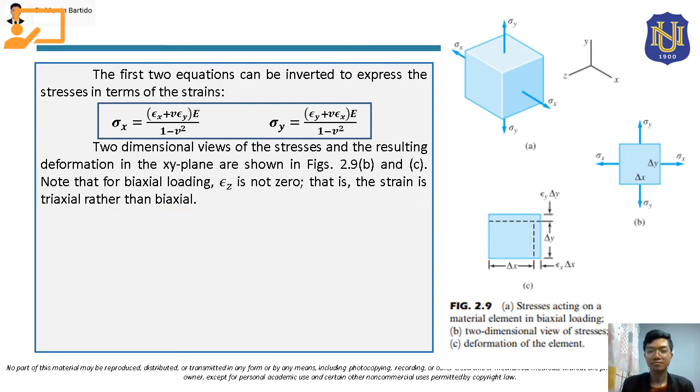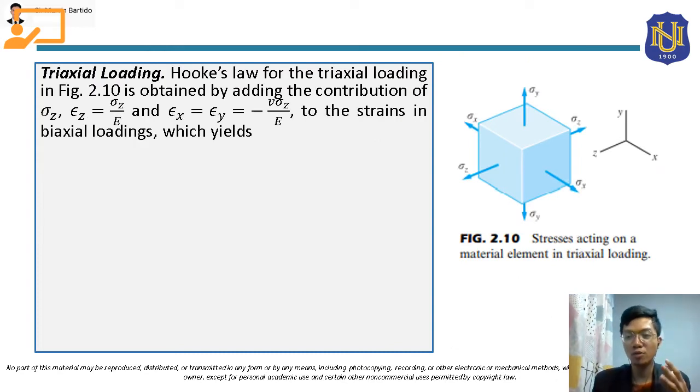Now let's proceed to another multi-axial loading. This is for triaxial loading, meaning all three principal directions, which are the x, y, and z direction, are all loaded. So there will be a normal strain in the x direction, in the y direction, and in the z direction. So this is triaxially loaded. So Hooke's law for the triaxial loading in this figure.